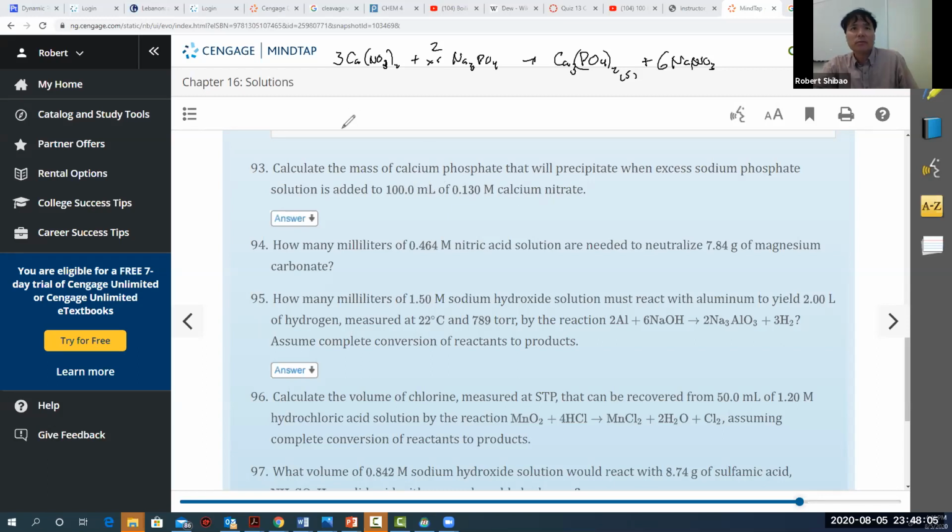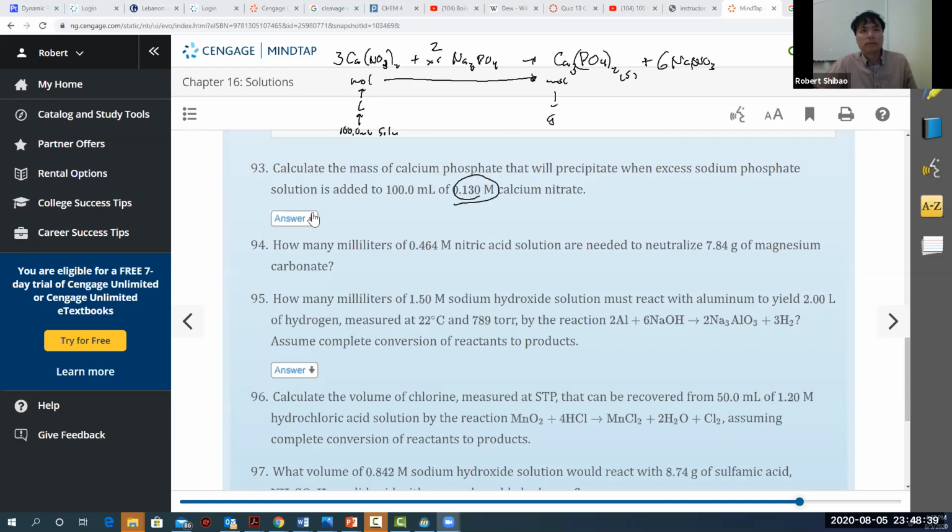So we're going to go from 100.0 milliliters of solution to liters of solution. And then from liters of solution, we're going to go to moles of pure calcium nitrate using the molarity. The molarity is given here. And then over here to moles of calcium phosphate. It's a 3-to-1 mole ratio. And then moles to grams. There's 0.130 moles per liter, the molarity that we're going to use over there.